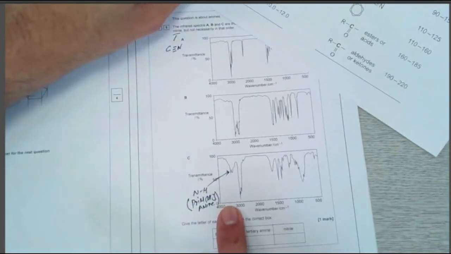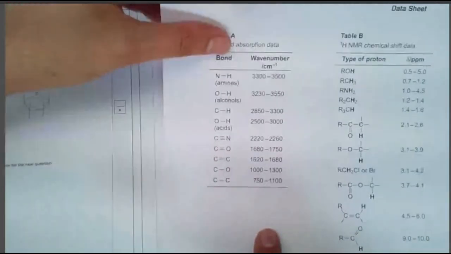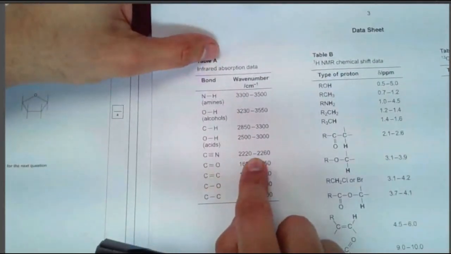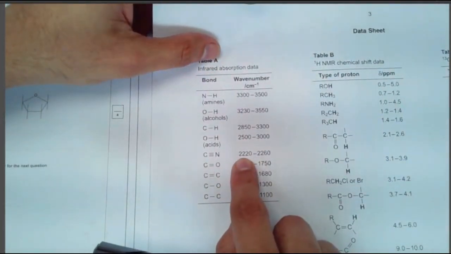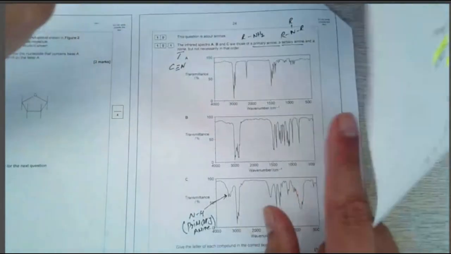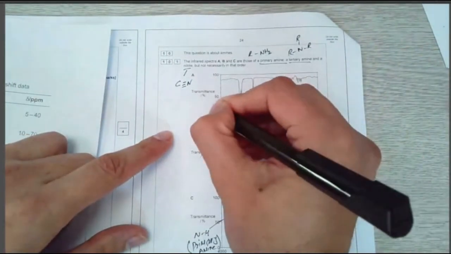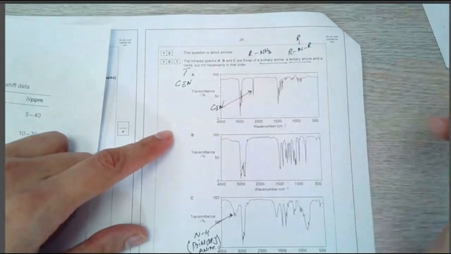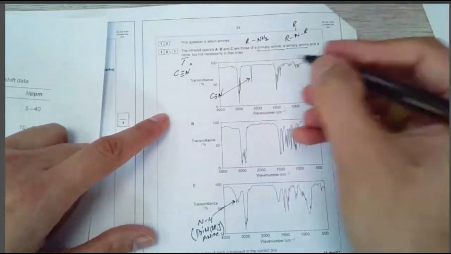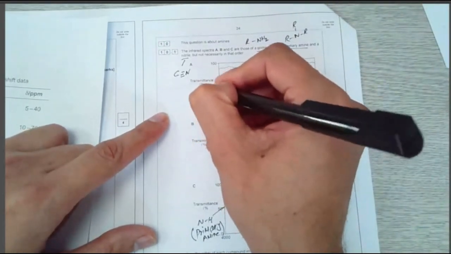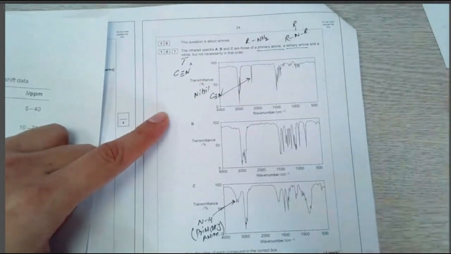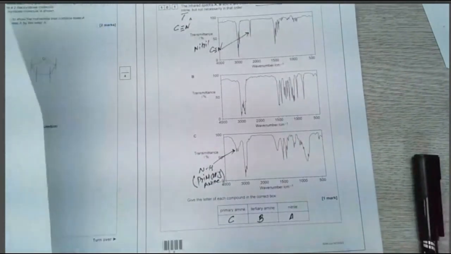Now let's quickly have a look at the other one. The one that will have nitrile will have a peak between 2220 and 2260. Which one has that peak? I can see this is for the C triple bond N peak. So I can say it is nitrile. So nitrile is A, primary amine is C, and tertiary will be then B. So it's C, D, A.